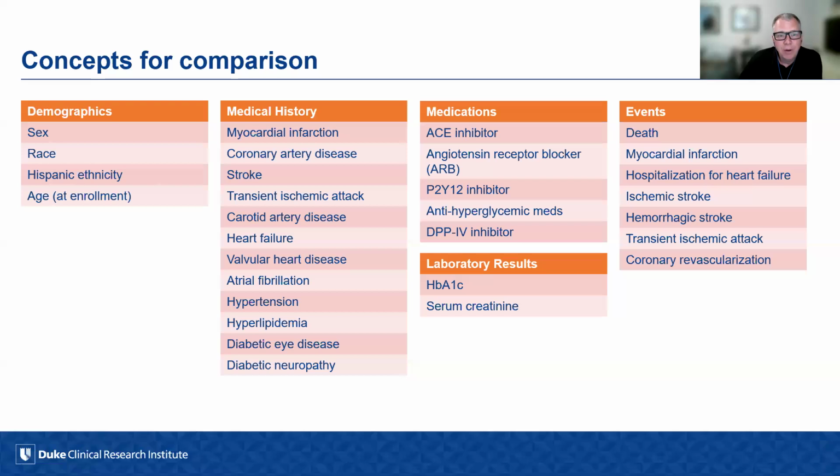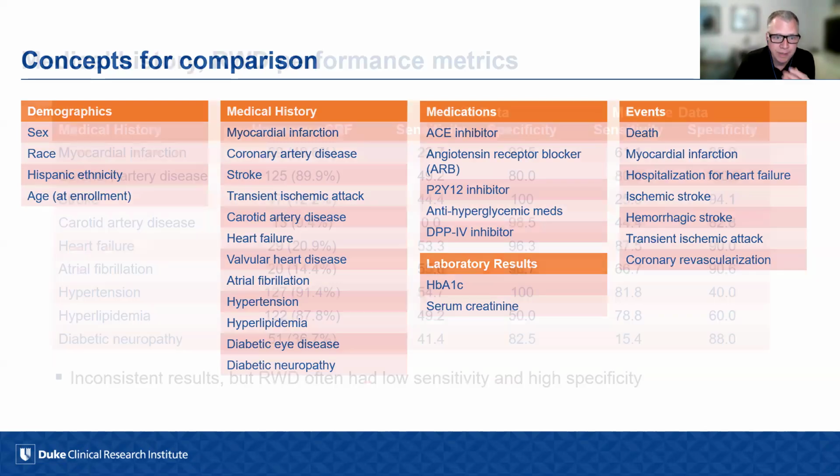So we did end up comparing a number of things between the trial database and the EHR data and claims data. It was in demographics. We looked at medical history. We compared what medications people were on, a few laboratory results, and then events. But again, we only had under 200 patients for this whole thing.